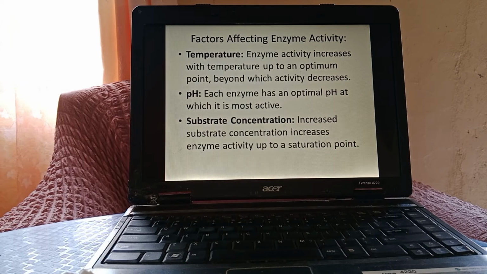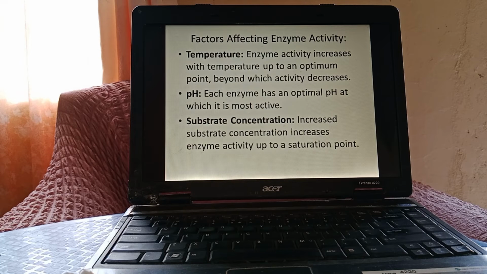pH. Each enzyme has an optimum pH at which it is most active. Like the one in the stomach known as pepsin, that one works best at pH 2. And of course, you know the temperature of the human body is around 36.9 or 36.7 degrees centigrade.